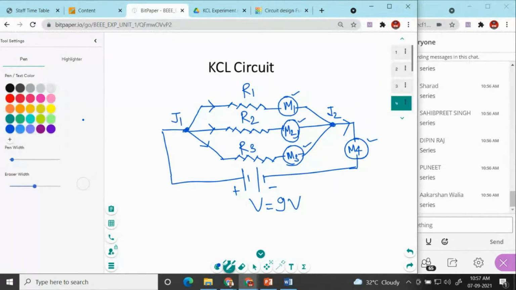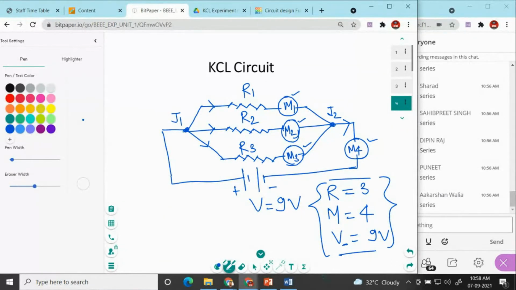Okay, so write down these specifications. What is the requirement? Resistors, you require 3 resistors. Then multimeters, you require 4 multimeters. Voltage, DC voltage you want of 9 volt. Okay, so this is the experiment component requirement list. That much you require, and some connecting wire should be used for this experiment.